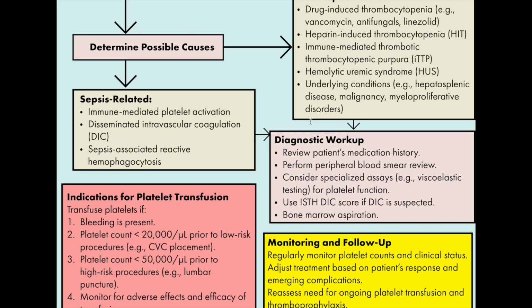Regarding indications for platelet transfusion in thrombocytopenia, if bleeding is present, then transfuse. If the platelet count is less than 20,000 and you want to put in a CVC, give platelets and then do the procedure. For lumbar puncture and high-risk procedures, the threshold is less than 50,000. But monitor the adverse effects as well as the efficacy of transfusion. This is important. Do monitor the efficacy of transfusion.